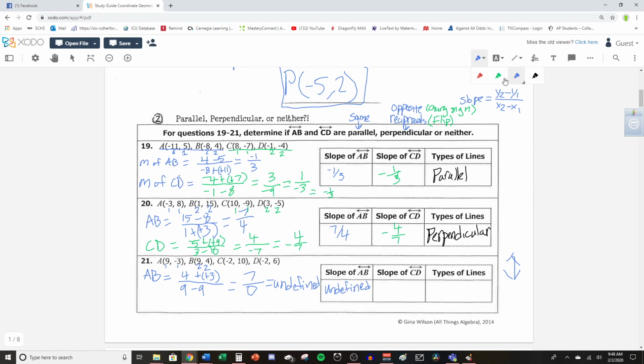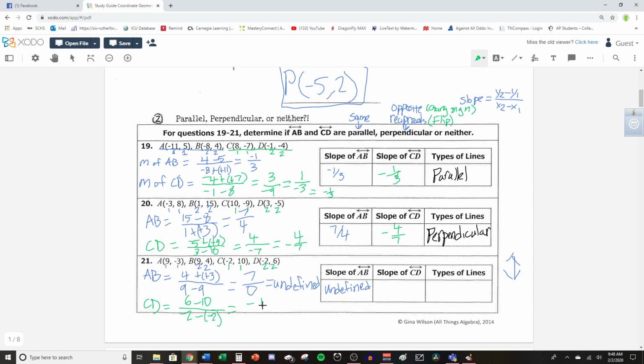Let's see what we get. There is a possibility that this will be perpendicular, or it could be parallel. Perpendicular would be 0 in this case, and then of course parallel would also be undefined. But let's just see what we get when we do CD. So these are my second point, first points. We're going to do 6 minus 10, and then we get -2 minus -2.